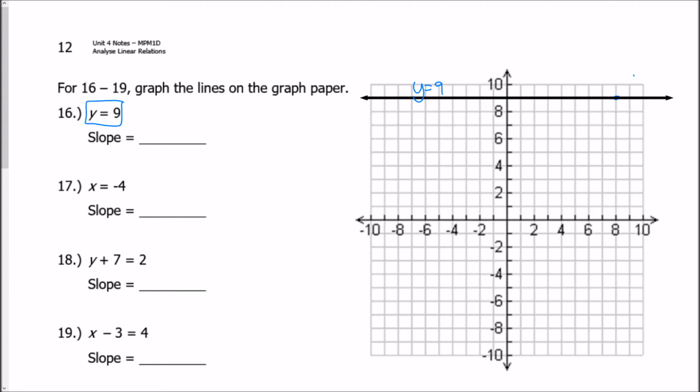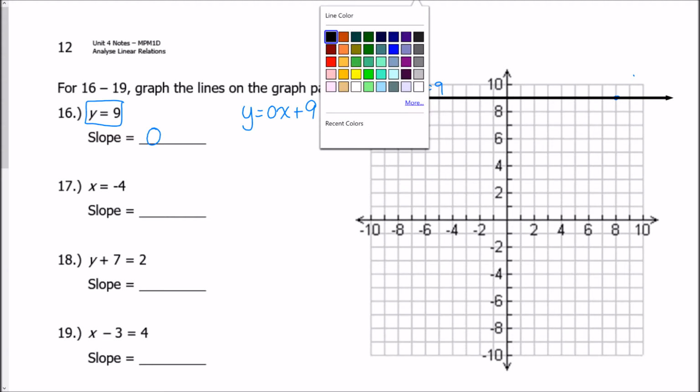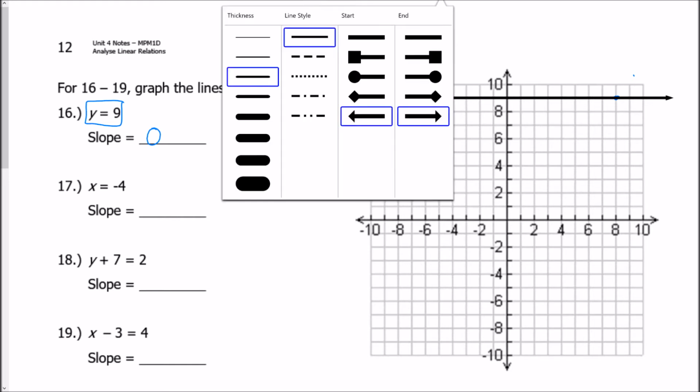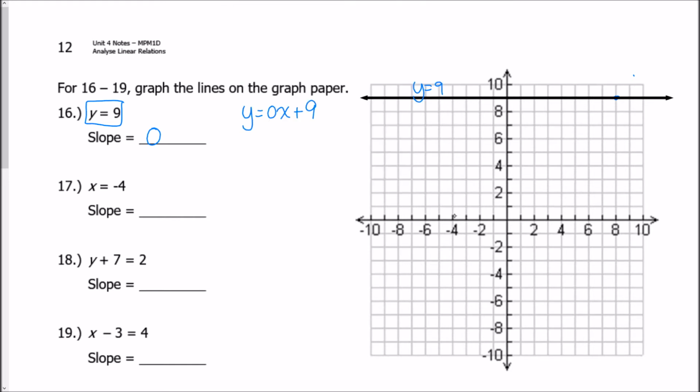And because it's a horizontal line, the slope is 0. Also, we can look at it and see, oh, it's y equals 0x plus 9. So my slope is going to be 0. Okay, awesome. For x equals negative 4, this time all my x values will always equal negative 4. So I'm going to draw a line that goes through x equals negative 4 right here. Make sure you don't go through y equals negative 4, so don't have it cut through the y-axis. Always have it cut through the x-axis. So x equals negative 4 is going to be this line right here. So we'll say x equals negative 4 right here.